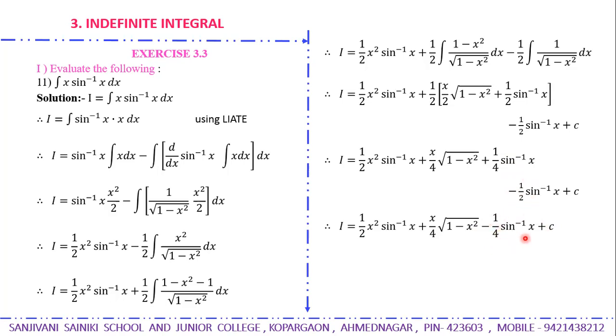So the integral is like this: I is equal to 1 upon 2 x square sine inverse of x plus 1 upon 4 is taken common from these two terms in bracket, x root 1 minus x square minus sine inverse of x, plus c. So this is the solution of the given integral.